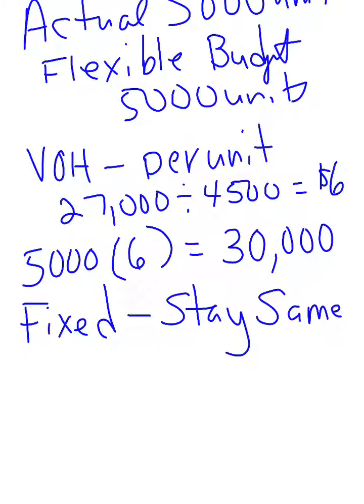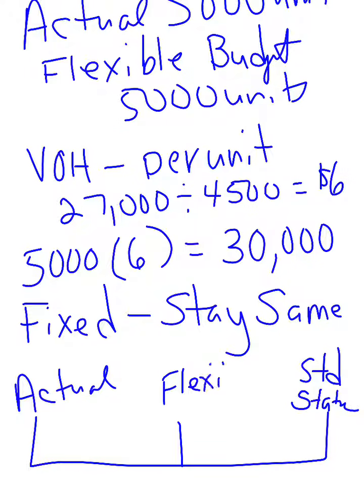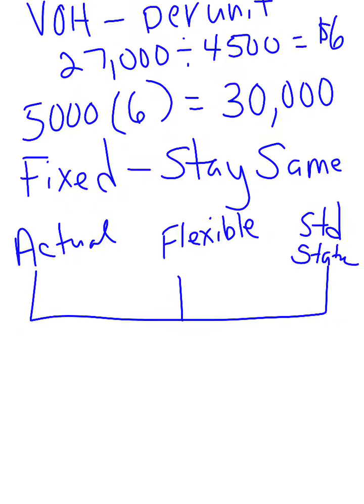So when we get ready to look at our variances for overhead, we're still going to have actual on the left-hand side. We are going to have our standard amount on our right-hand side. Standard here is the static budget, and we are looking at total variances here. The middle would be the flexible budget.